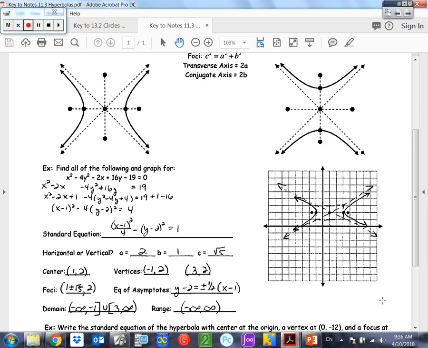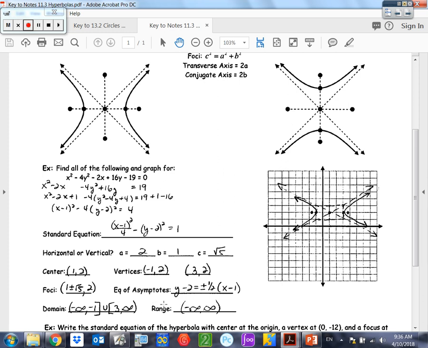Okay, so we would do 1 plus or minus root 5, because we add c and subtract c. And it's just fine if you want to write these 2 points as 1 point when you have a crazy radical like that. It certainly wouldn't be okay to write the points as 1 when you have just regular old numbers, but with a radical, it's perfectly fine to do that. 1 plus or minus root 5, 2. That's both focus points right there.